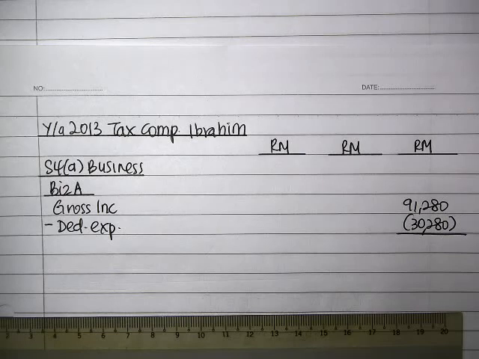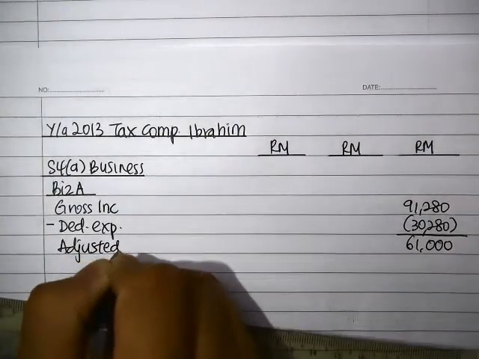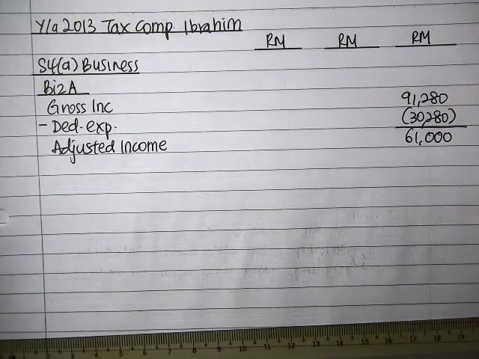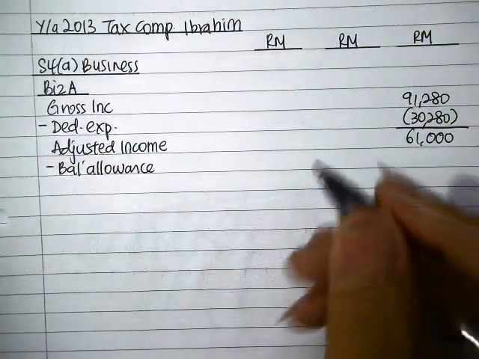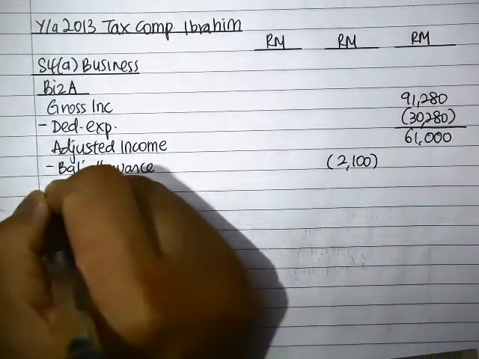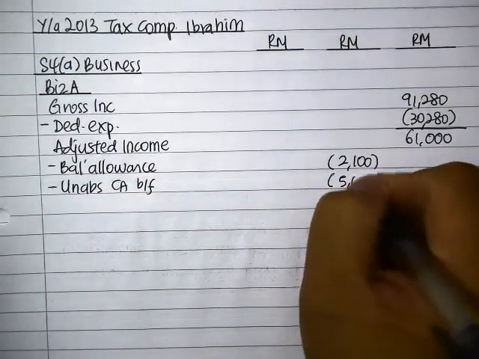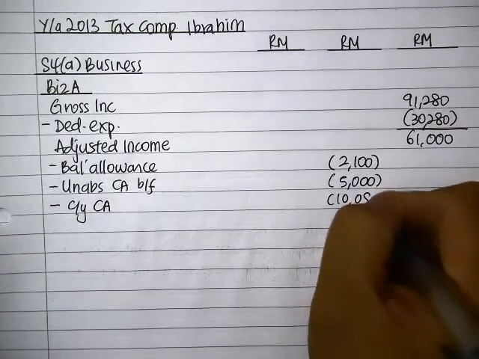So gross minus deductible expenses, what do you call that? What's the name? Adjusted. Okay, very good. That's my adjusted income. Now from adjusted, Schedule 3 comes in. Remember the sequence, the balancing all go first: charge, then allowance. So in this case, we have a balancing allowance, which is 2,001, and then you have unabsorbed capital allowance brought forward, which is 5,000. Then you have your current year capital allowance, 10,080.